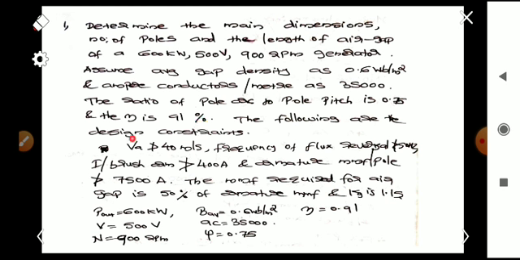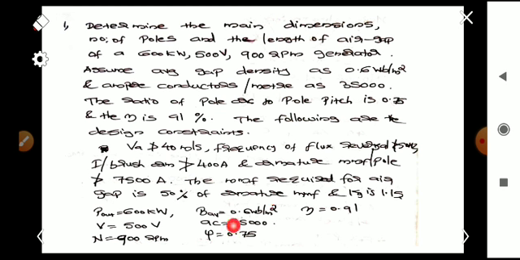The following are the design constraints. Va, that is peripheral speed, should not be greater than 40 meter per second. The frequency of flux reversal should not be greater than 550 Hz. Current per brush arm should not be greater than 400 ampere and armature MMF per pole should not be greater than 7500 ampere. The MMF required for air gap is 50% of armature MMF and Kg, that is gap contraction factor, is given as 1.15. So these are the given values.